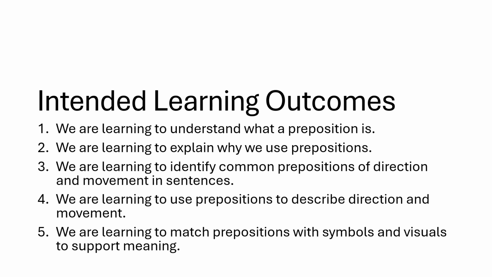There are 5 intended learning outcomes to achieve by the end of the lesson. 1. We are learning to understand what a preposition is. 2. We are learning to explain why we use prepositions. 3. We are learning to identify common prepositions of direction and movement in sentences. 4. We are learning to use prepositions to describe direction and movement. 5. We are learning to match prepositions with symbols and visuals to support meaning.